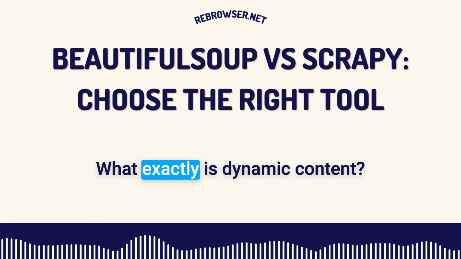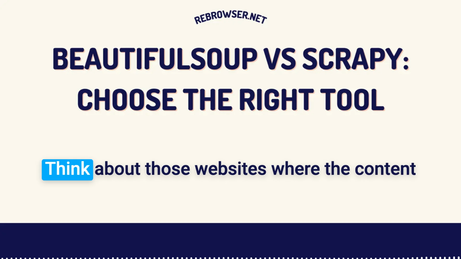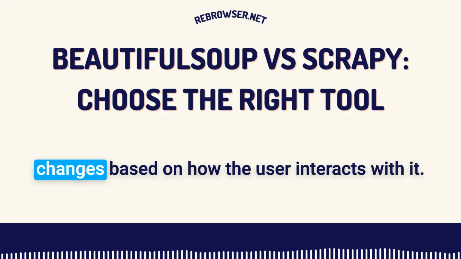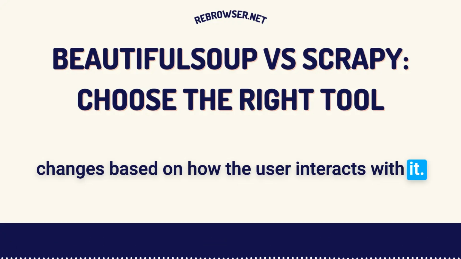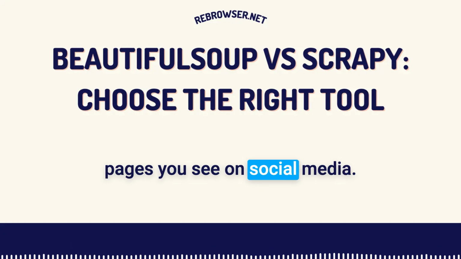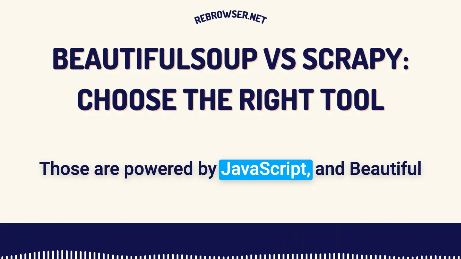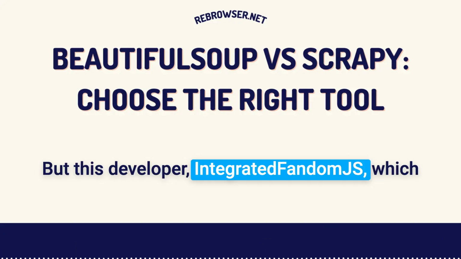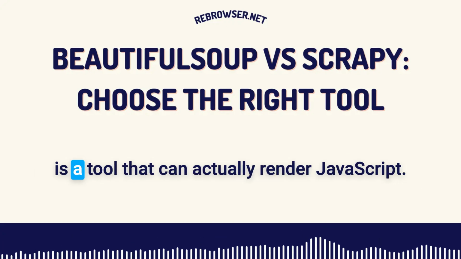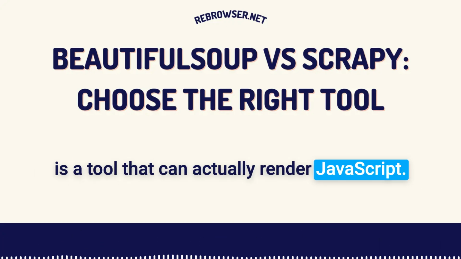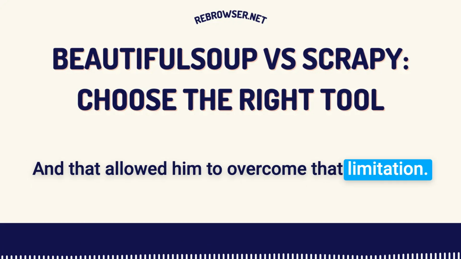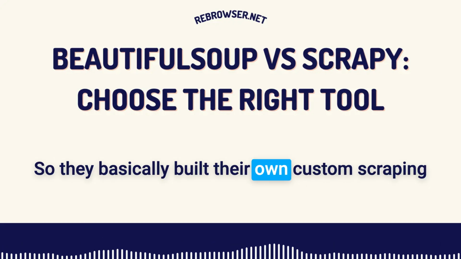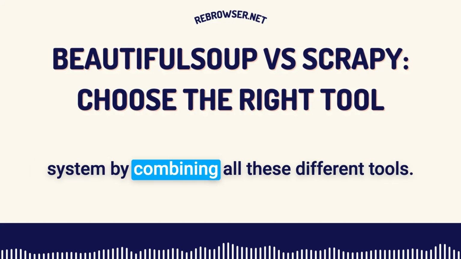Hold on. What exactly is dynamic content? Think about those websites where the content changes based on how the user interacts with it, like those infinite scrolling pages you see on social media. Those are powered by JavaScript, and Beautiful Soup can't really handle that on its own. But this developer integrated Phantom.js, which is a tool that can actually render JavaScript, and that allowed him to overcome that limitation. So they basically built their own custom scraping system by combining all these different tools.